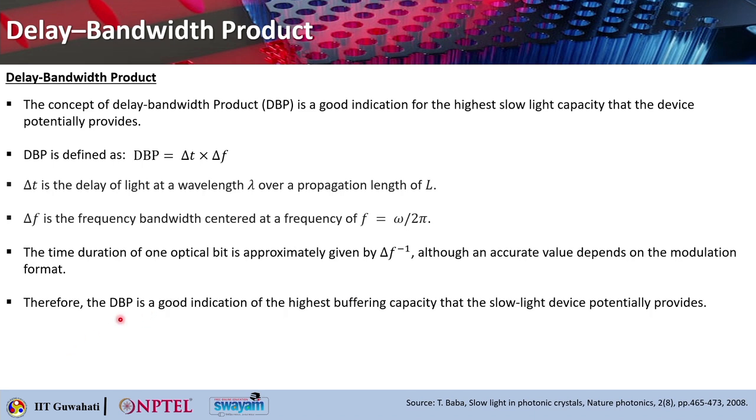Therefore, the delay bandwidth product is a good indication of the highest buffering capacity that the slow light device potentially provides. On the other hand, the normalized form can be more useful when devices that have different lengths and different operating frequencies are compared.